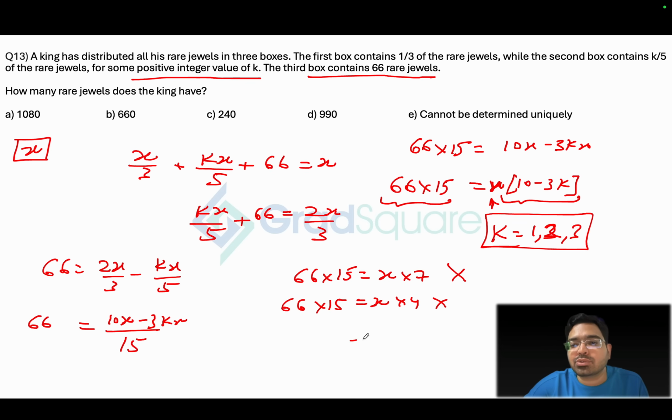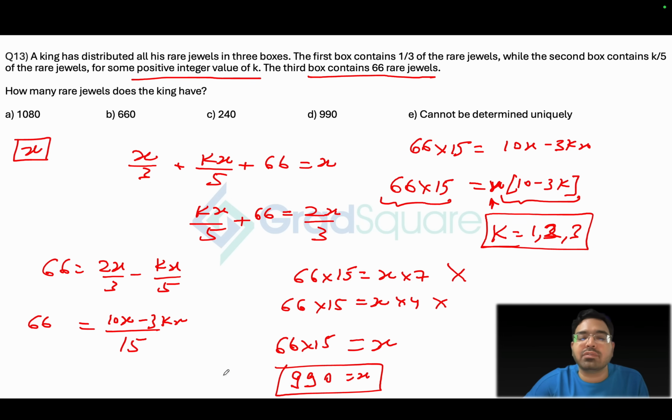Take k equals 3, then it becomes what? 10 minus 9, which is 1. So x becomes equal to 66 into 15, which is the number of jewels that we are talking about. 15 into 6 is 90, and 990 turns out to be the value of x. That's the only possible value of x for the number of jewels. Option D, 990 becomes the answer for this question.